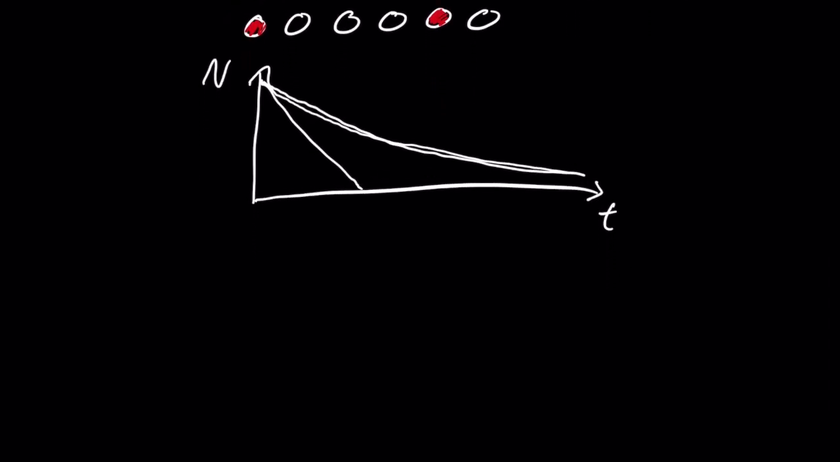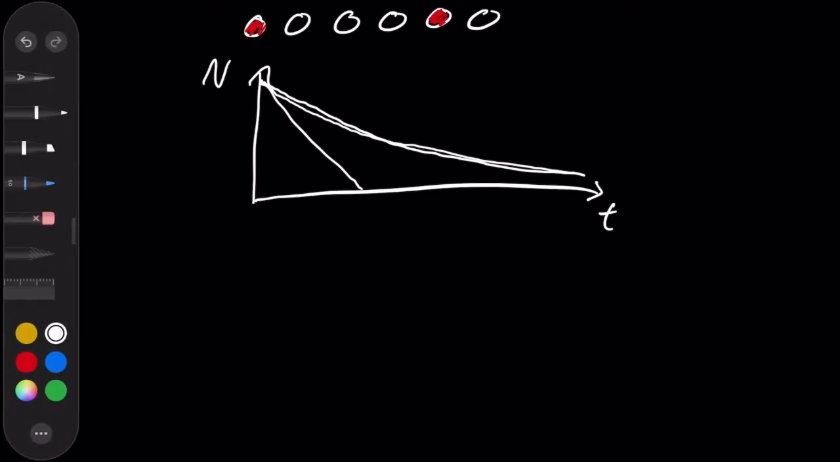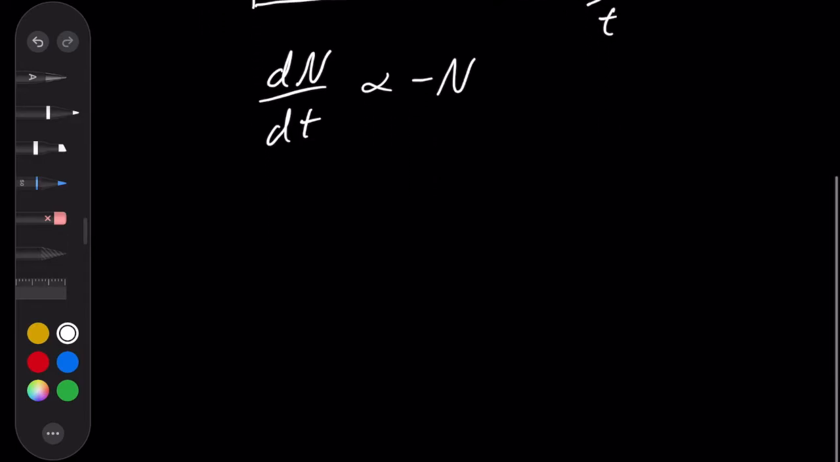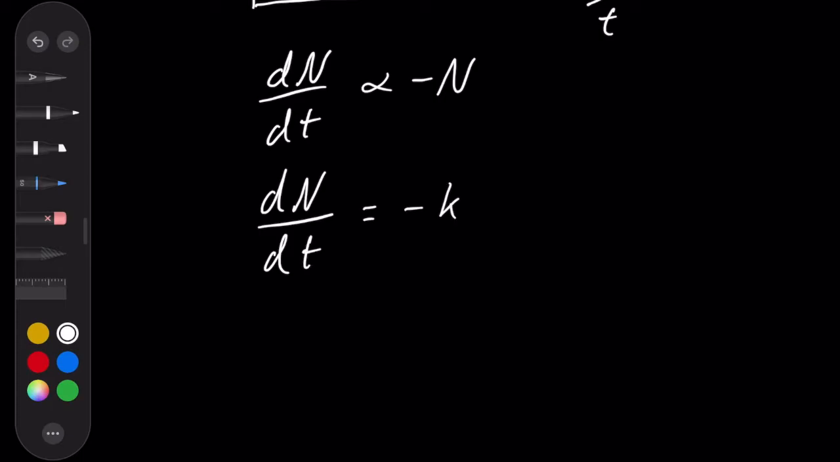So I want a differential equation that describes this. So I'm going to focus on the gradient of this graph, and I'm going to say that this gradient is dependent only on the number of particles I have. So I'm going to say that dn by dt is proportional to the number of particles I have. But just to be careful, remember that it's proportional to the negative of the number of particles I have, because it's sloping downwards. And as we all know, I can change that into an equation. dn by dt equals minus kn.